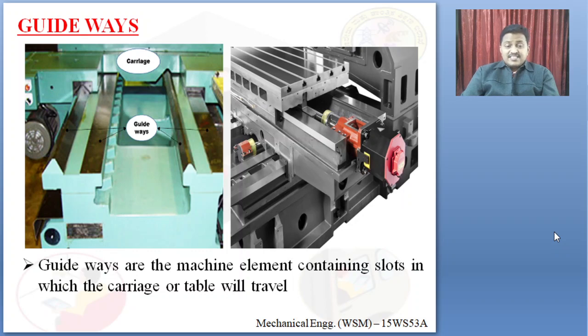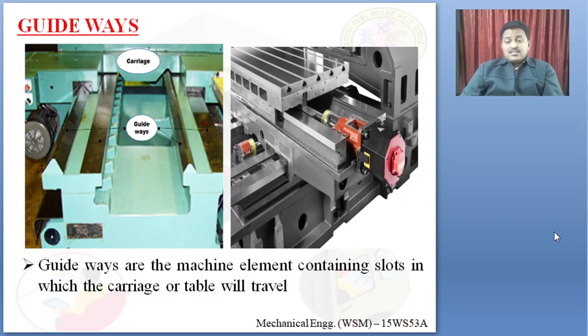Next is guideways. Guideways are the machine elements containing slots in which the carriage or table will travel. Here you can see the different guideways, on which the tool and the tailstocks are mounted and the drives are mounted, and it is going to move left and right along the x-axis, y-axis and z-axis respectively. So this is all about guideways. The guideway surfaces should be accurately machined so that the surfaces slide smoothly. This sliding accuracy matters a lot for the accuracy of the final finished components.